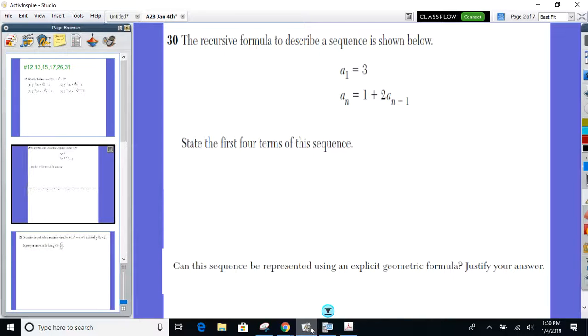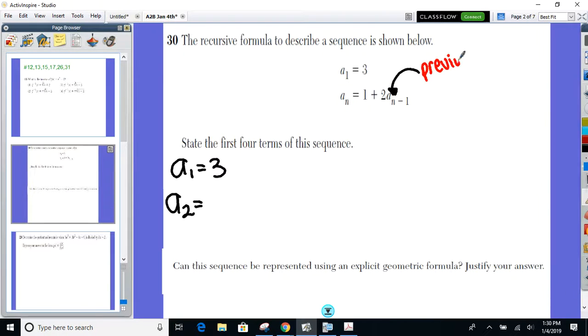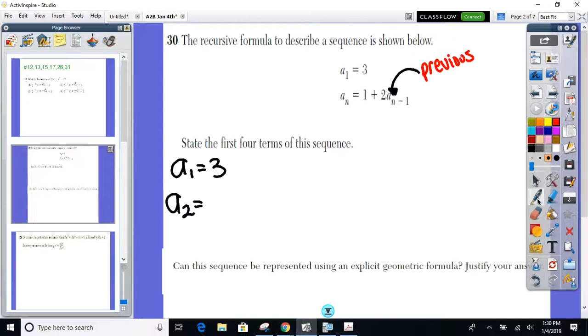All right, for number 30, I gave you the first term already, which was 3. Do you guys remember how to use the recursive formula here to find the other terms? Do we remember what this little notation meant back in the day? A with a subscript of n minus 1. Previous term, yep. All right, so please hold my hand through this. How do I find the second term?